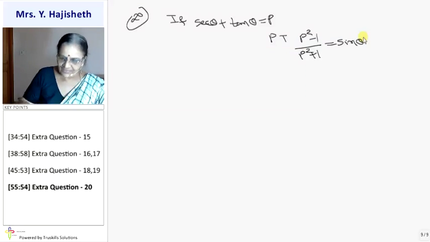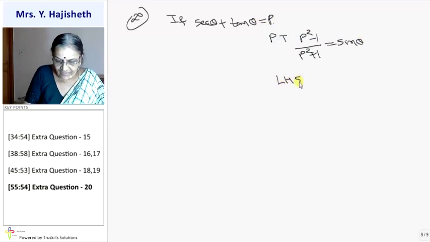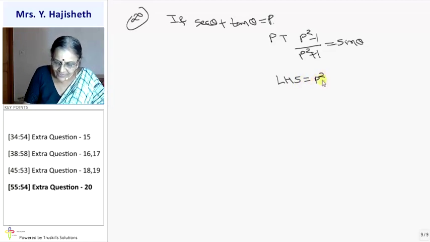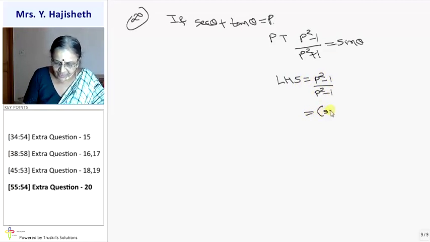Now, can you say this is the first type of sum? Because your given data is a value of P and your to-prove data LHS contains P. So I can directly use my given data. I start with LHS. I am using my given data. For P I can put sec plus tan. So it is a direct use of given data, okay?